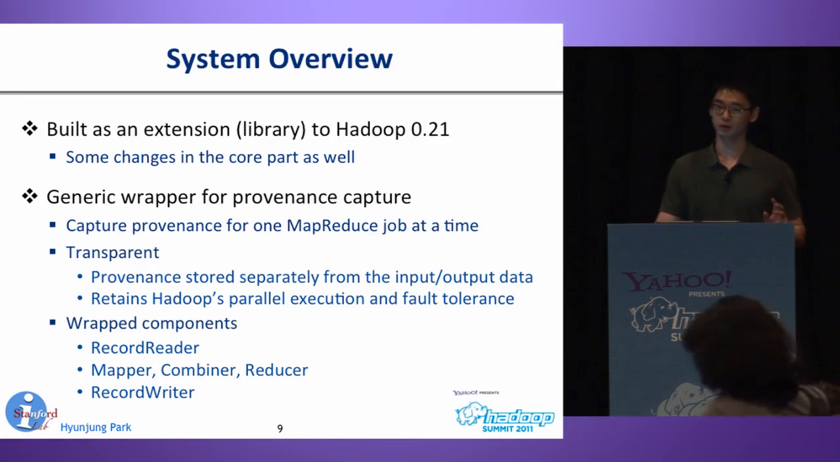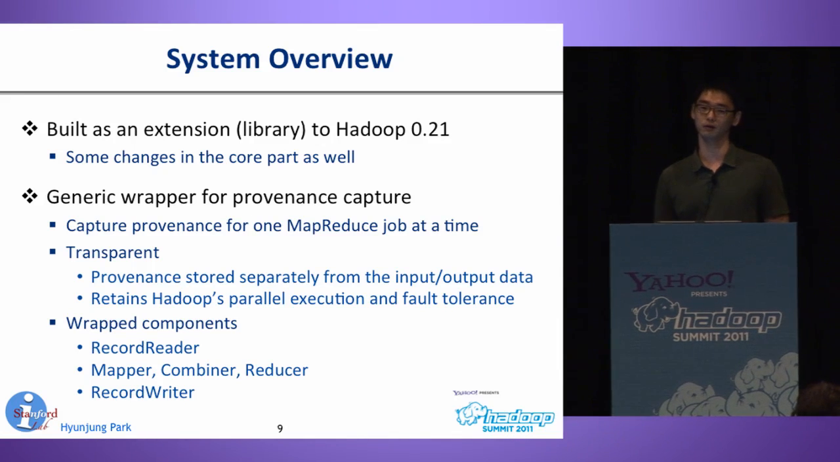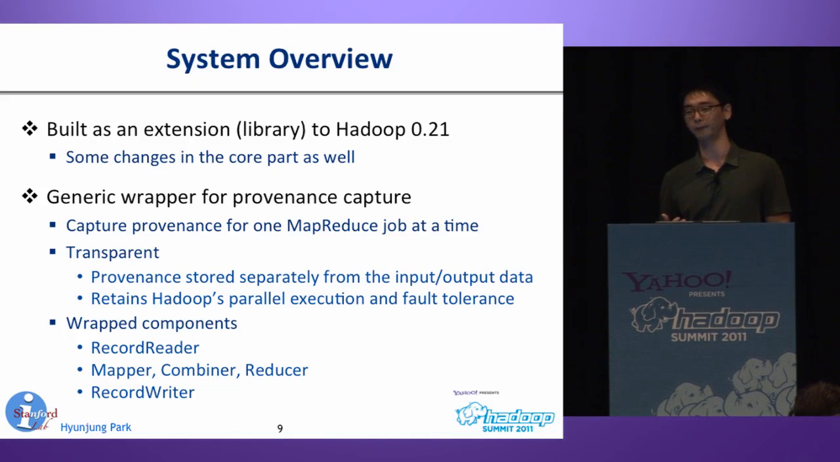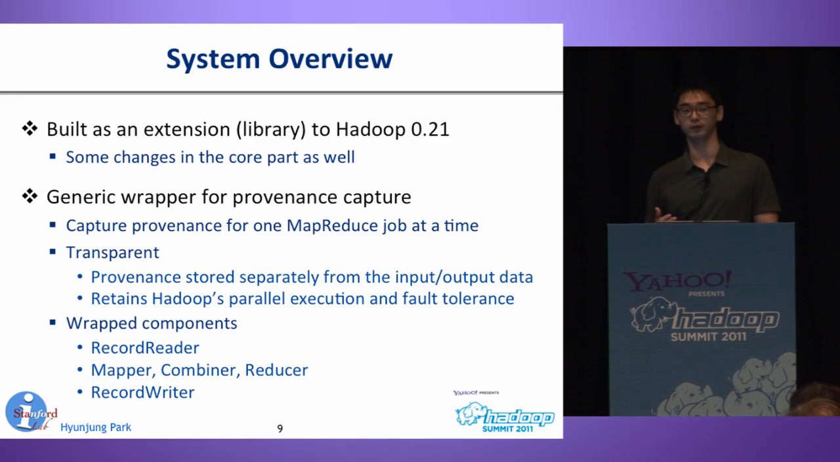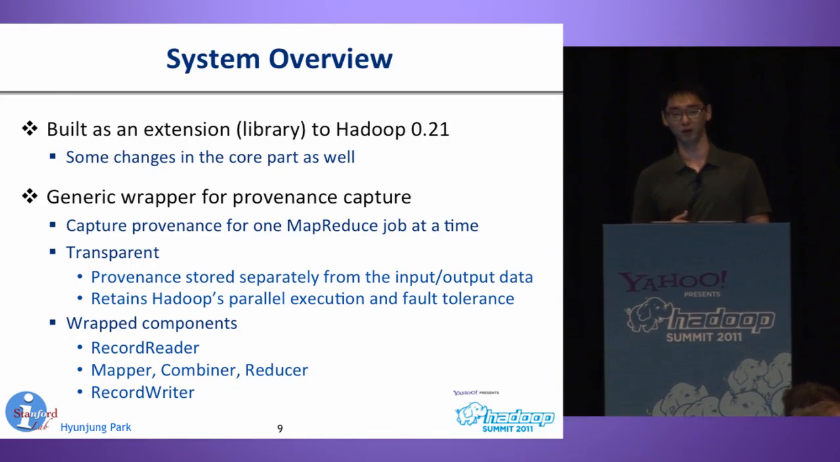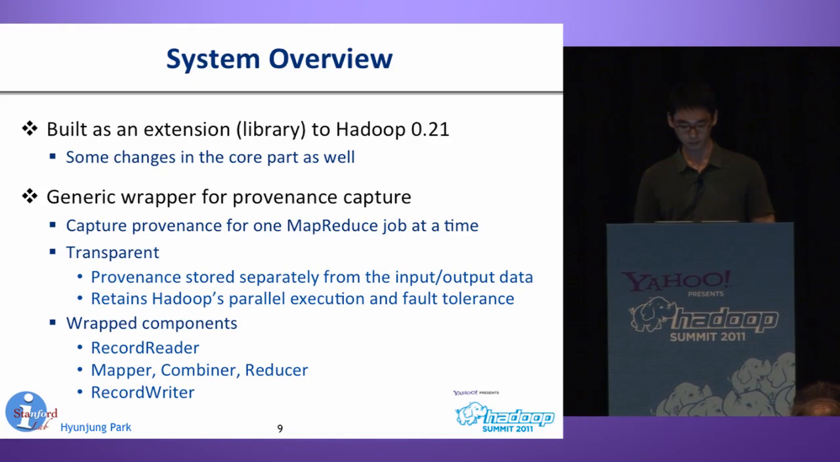So overall, our system consists of 3 parts. The first 2 parts will work together to capture provenance for a single MapReduce job at a time. As a result, each MapReduce job will have its own provenance output. And the third part will trace provenance of a final output element all the way into the initial input element across all the MapReduce jobs in the workflow.